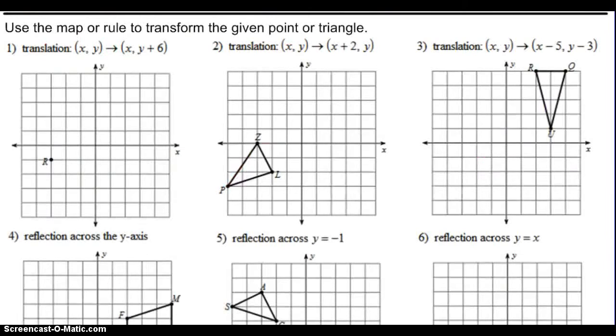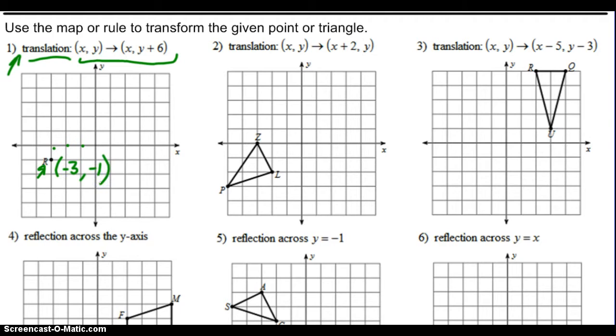Let's practice by using a map or a rule to transform a given point or a triangle. So take a look at this first one. It says we're translating. Remember, that means we're shifting left, right, up, or down. Okay, we're going to take this point R and move it according to this map. So it might help to write down the coordinates of point R just like we did before. Point R is at, let's see, 1, 2, 3, -3, -1.